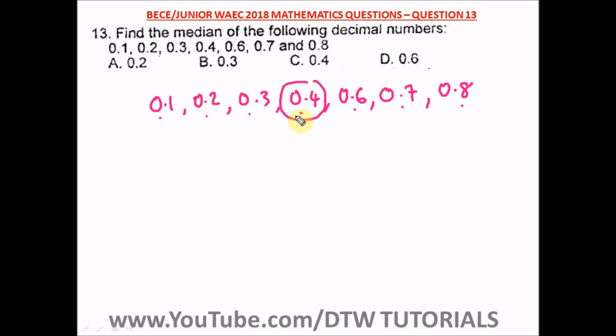That would give you the answer of your median. All right, but here the numbers are an odd number, so we have one middle value here. All right, so our answer is 0.4. Okay, and what is our right option here? Our right option is option C.